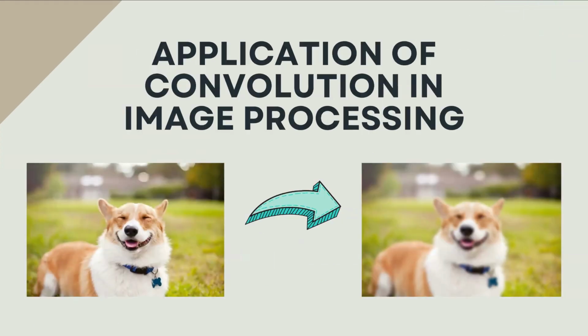So the topic of the mini project is application of convolution in image processing. As a preview of this, you can see how the image of the cute smiling dog was blurred. Now we achieved this using convolution. How? More on that later.